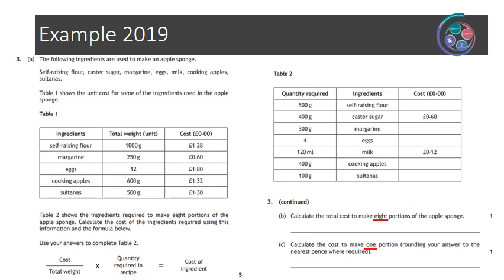So it's the same formula you've been given this time. As always, cost divided by the total weight times the quantity required in the recipe gives you the cost of the ingredient. For table 2, you require 500 grams of self-raising flour, 400 grams of caster sugar, 300 grams of margarine, 4 eggs, 120 millilitres of milk, 400 grams of cooking apples, and 100 grams of sultanas. Milk and caster sugar has already been done, so you just need to fill in the blanks. Pause this video now and see if you can use the formula and the tables to do the calculations.